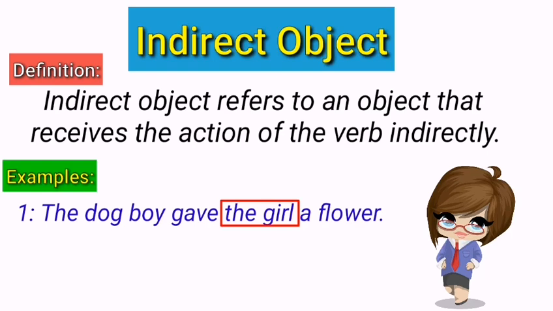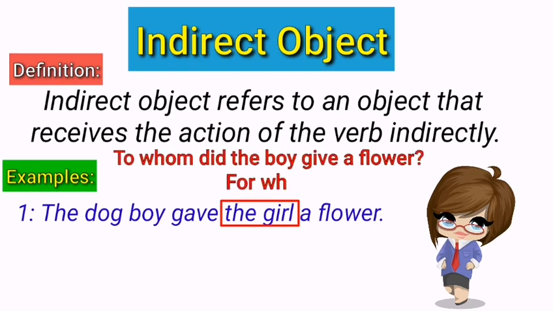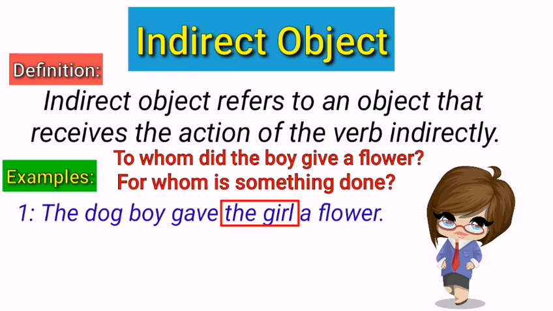But if you are confused, then ask yourself these questions, then you will identify it. To whom did the boy give a flower? For whom is something done? If you ask these questions from yourself, then indirect object will show itself to you in a sentence. So in this case the flower is given to a girl, so here the indirect object is the girl, and the flower is direct object in this sentence.